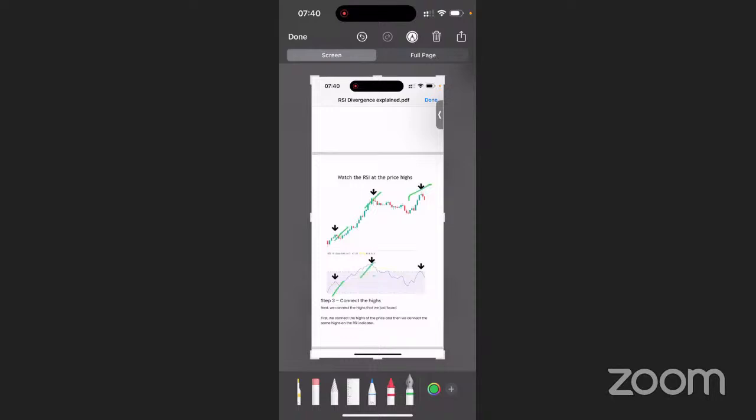So you mark there, you mark there, you mark there. Also do the same with the stochastic, with the RSI indicator.